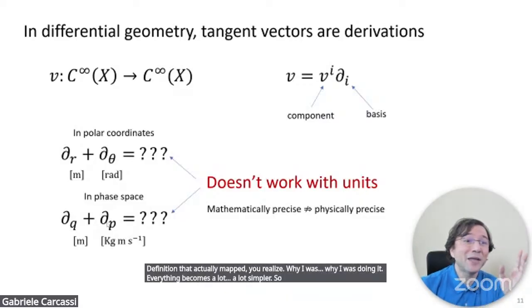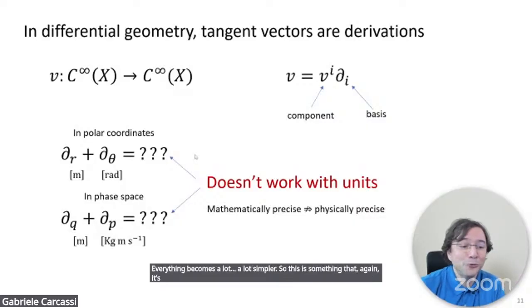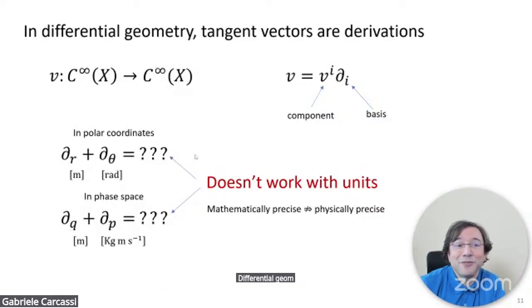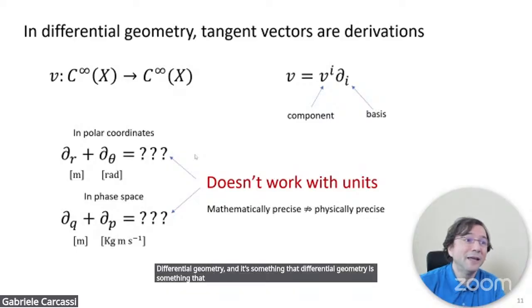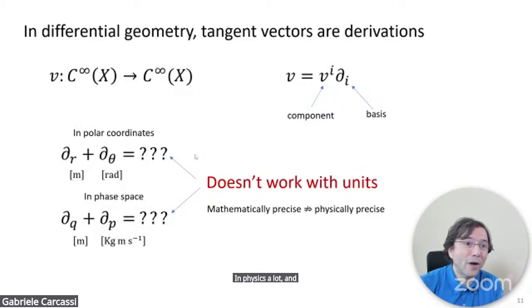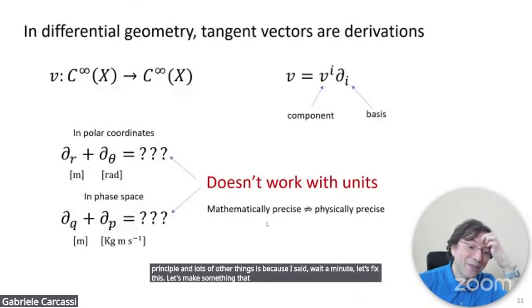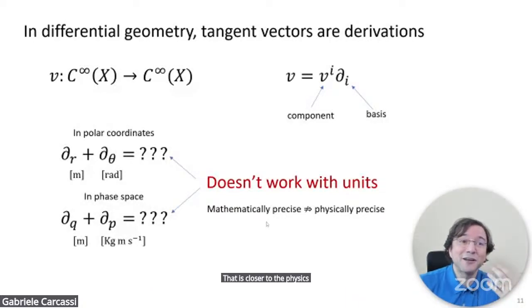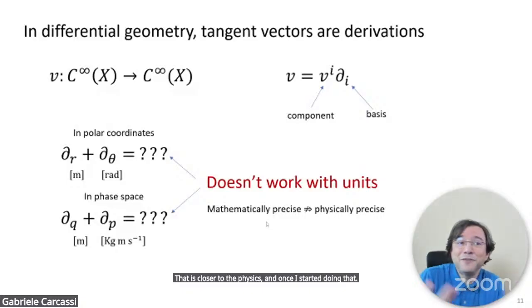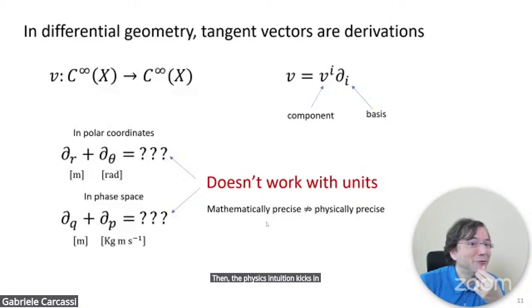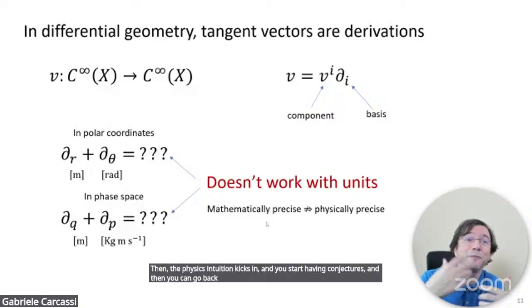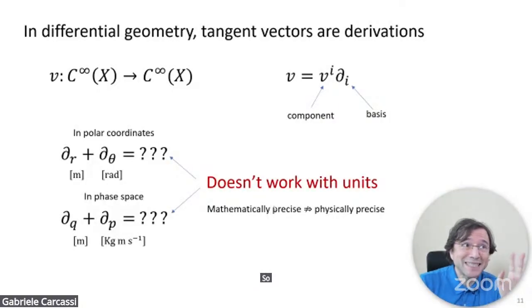So this is something that, again, is how we do differential geometry, and differential geometry is something that we use in physics a lot. The reason I was able to decipher the action principle and lots of other things is that I said, well, let's fix this. Let's make something that is closer to the physics. Once I started doing that, the physics intuition kicks in, and you start having conjectures, and then you can go back to the math and prove the conjectures and define things. So this is one example of physical mathematics.